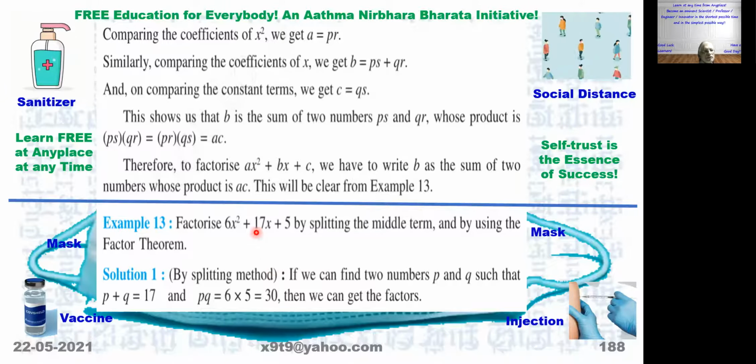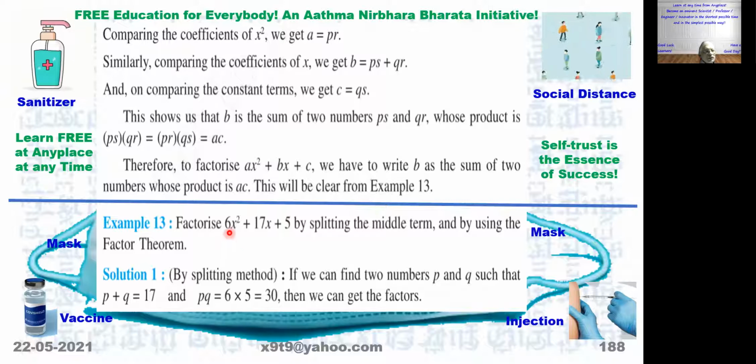Now splitting the middle term means we have to find two numbers, say for example p and q, such that when we add p and q we get 17, so p + q should be 17, and when you multiply, pq must be the product 6 into 5. So that is 30.